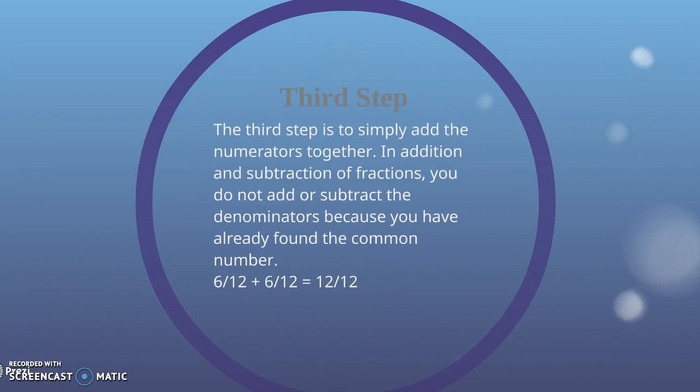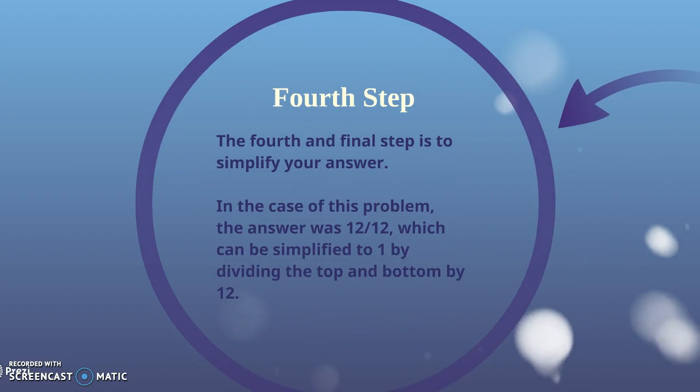The third step, which we've been doing, no, we have not been doing, I'm sorry, is to simply add the numerators together. Like I said before, you never add the denominators because you already found a common denominator. So we just add the numerators and you get 12/12.